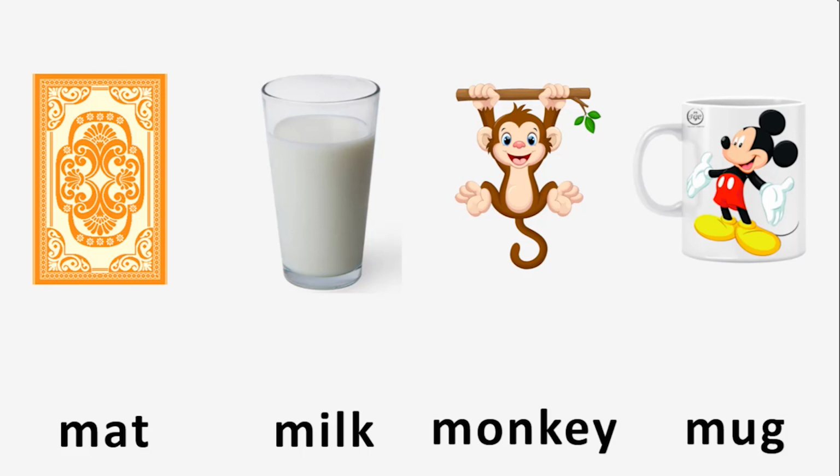So children, remember rule number 2. When the first letters are same, you have to see the second letter and then you have to arrange them in alphabetical order according to the second letters.